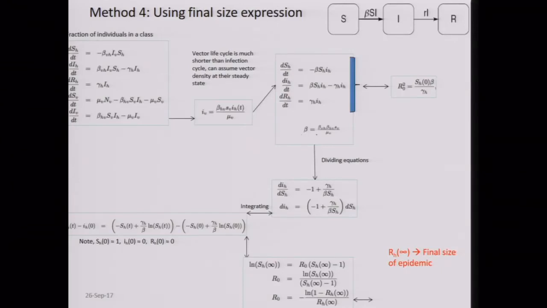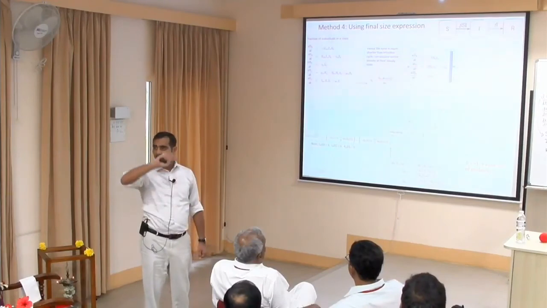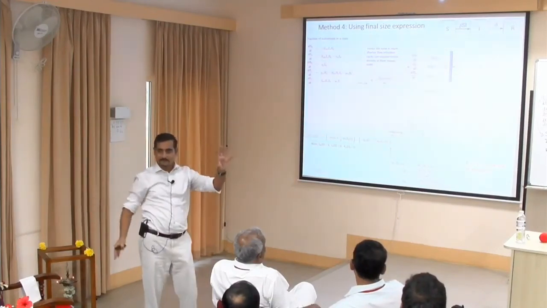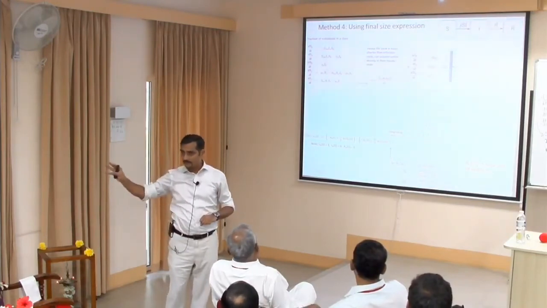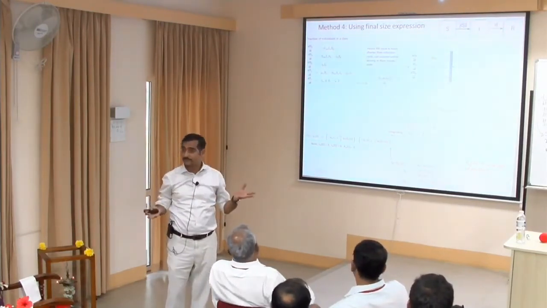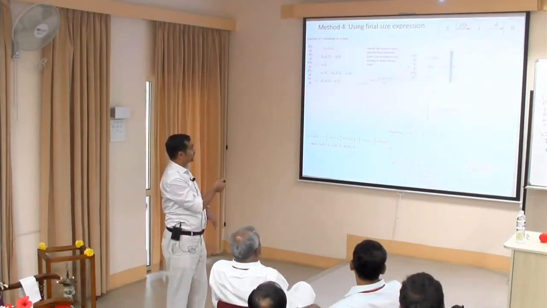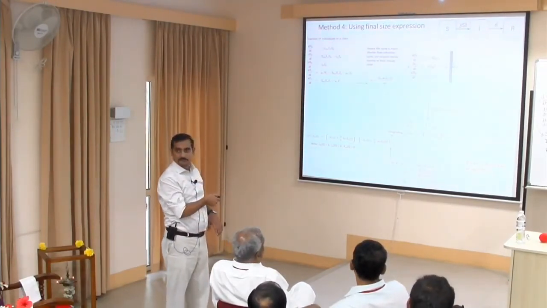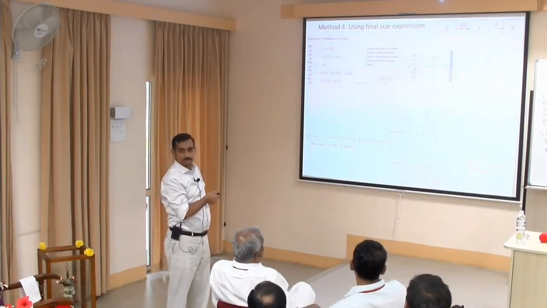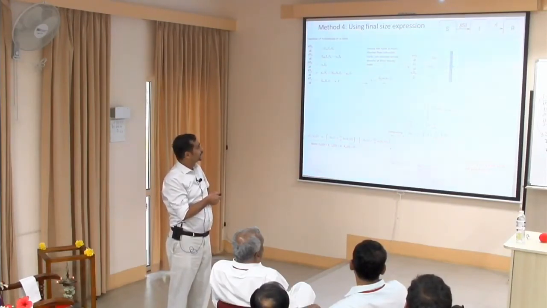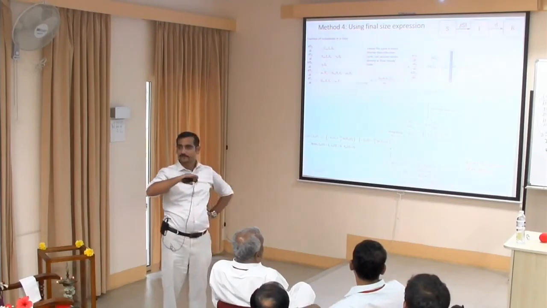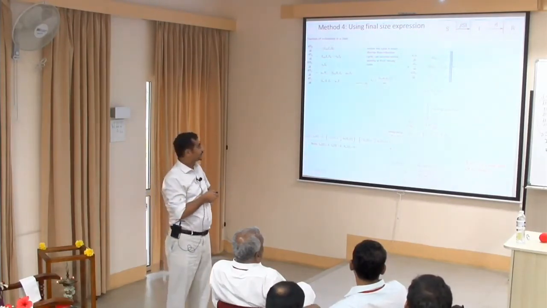So let's see how you got this. Note one thing: either you get S infinity or you get R infinity, which means at the end of the outbreak, how many susceptible are left, or how many R are there, is one and the same thing. Why? Because there is no birth, nothing coming in, and nothing going out. If there is no infection, this will not change, right? Whatever number of susceptible you start with, after an outbreak it will remain constant. So that is S infinity.